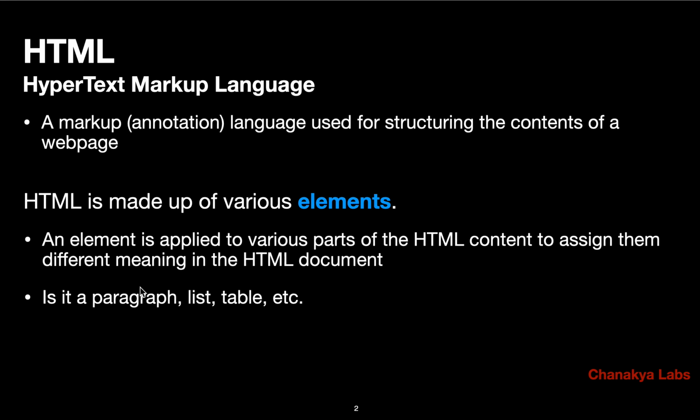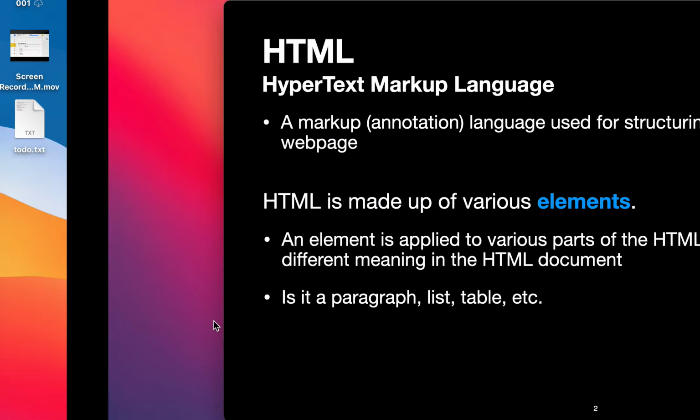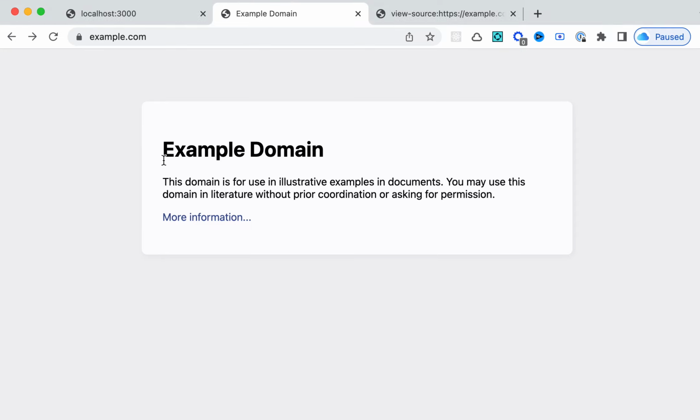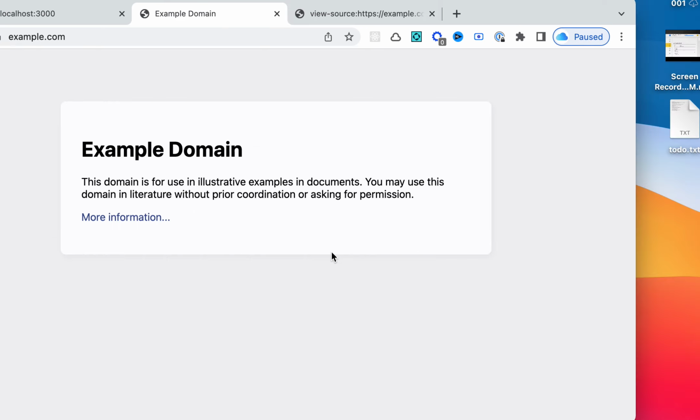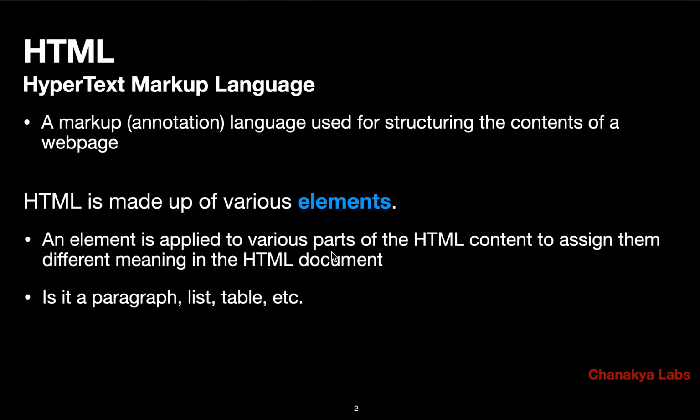Now, this is the repetition of the fact that we are trying to justify whether it is a paragraph, a list, a table, a heading, or a link. So in that sense we are trying to assign different meanings using annotation, right?